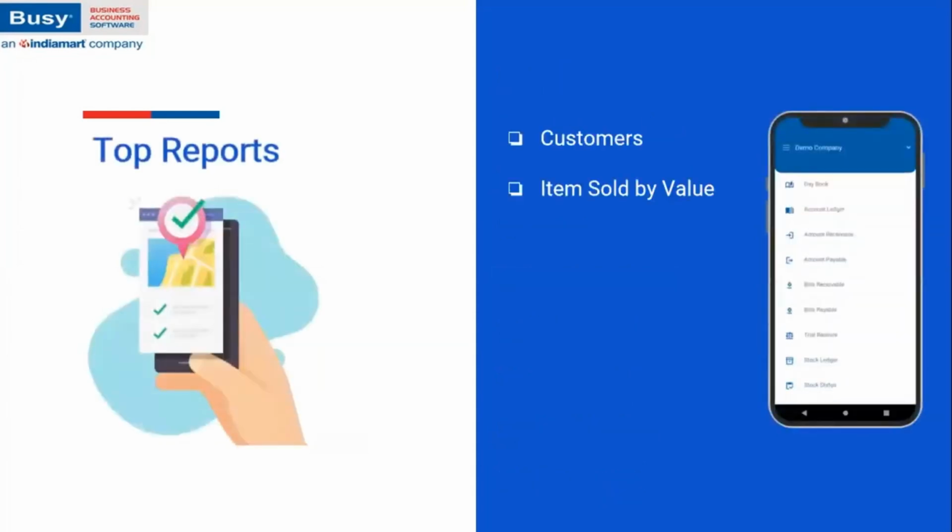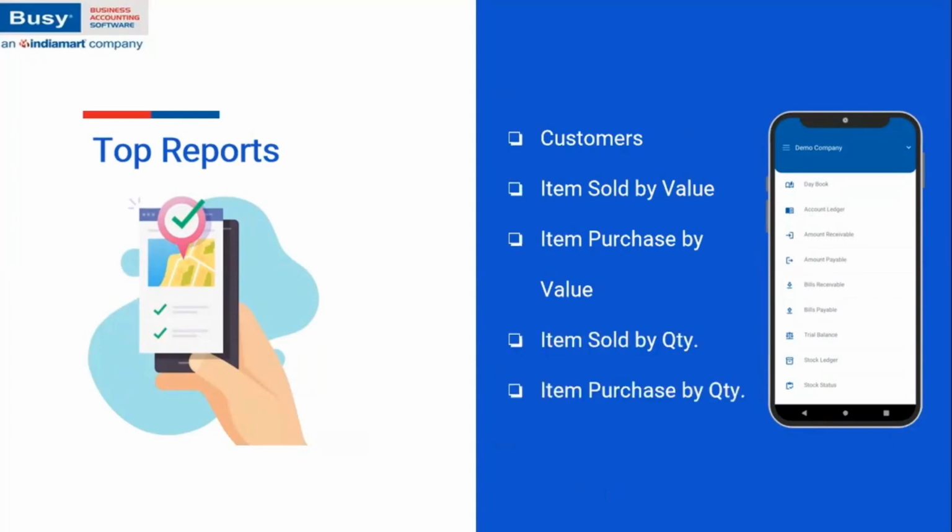And also you have the customers top reports, items sold by value top reports, items purchased by value top reports, items sold by quantity, items purchased by quantity top reports, etc.